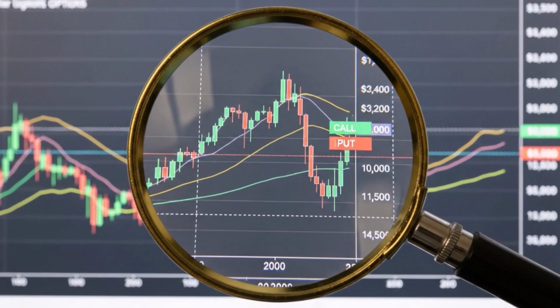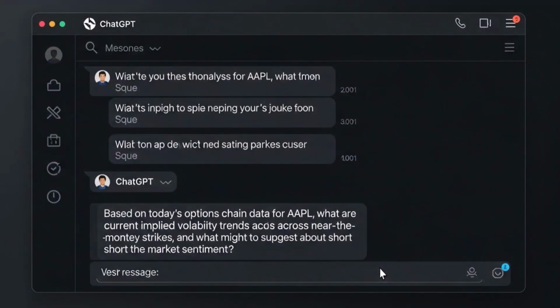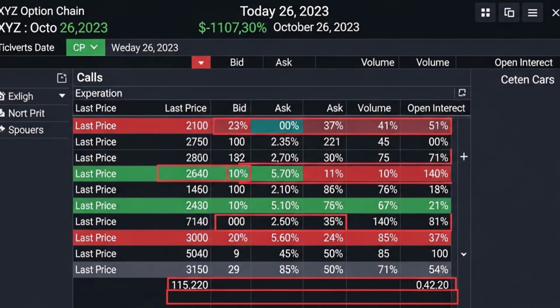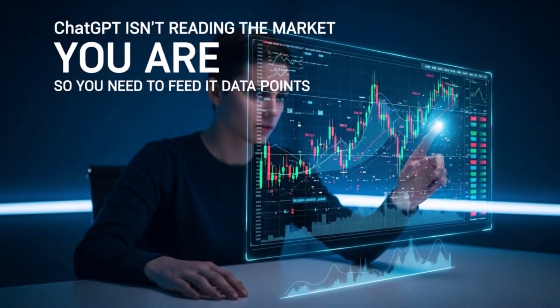Part 1. Clarity. First, your prompt must be clear. Tell ChatGPT exactly what you want. Don't just say, analyze volatility. Say something like, based on today's options chain data for Apple, what are the current implied volatility trends across near-the-money strikes? And what might this suggest about short-term market sentiment? Notice how that's specific. You're asking about today, about a specific stock, a specific section of the options chain, and what it means.